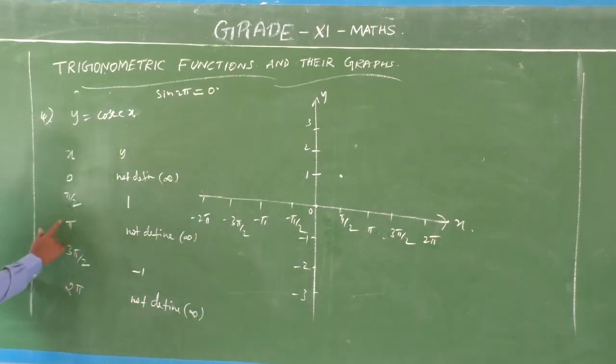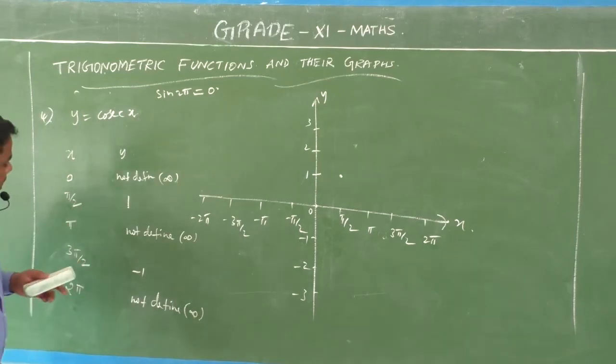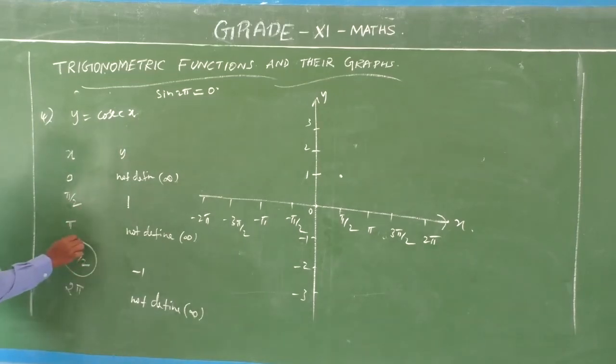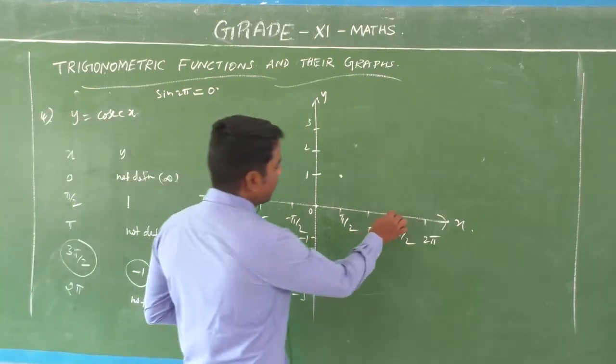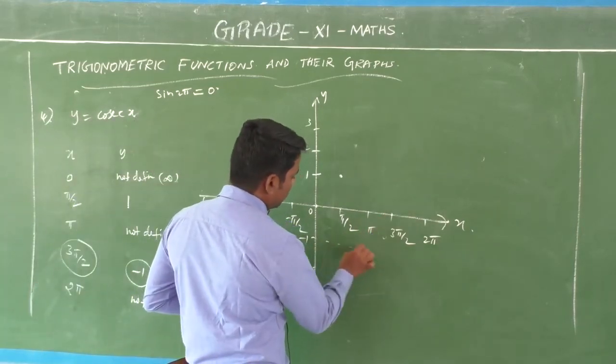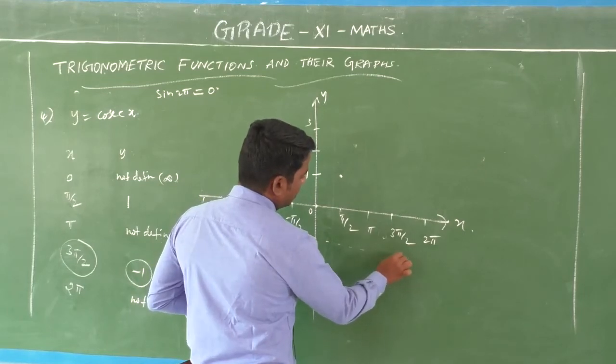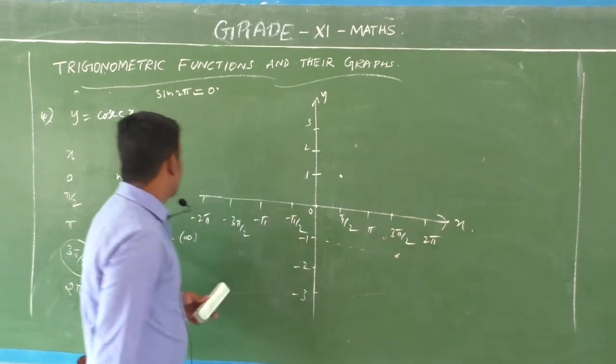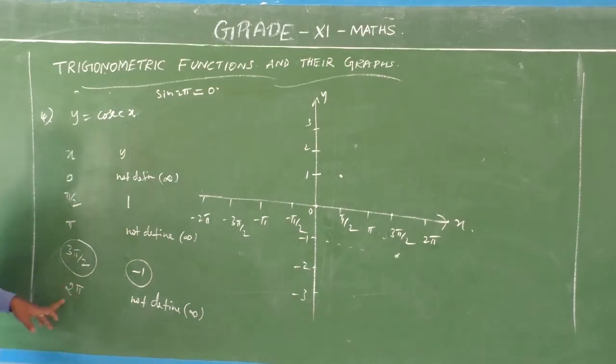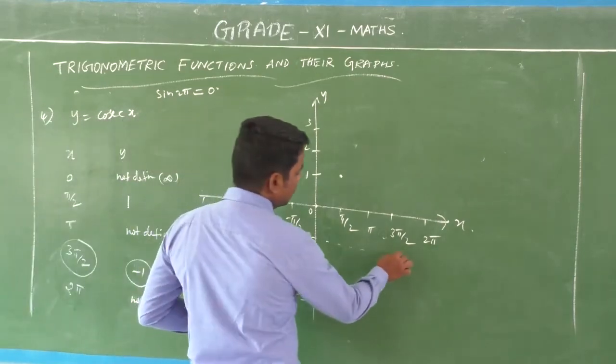Next, x equal to pi is not defined, so no answer. Next, x equal to 3 pi by 2, so y equal to minus 1. So the point is 3 pi by 2 comma minus 1. Next, cosecant 2 pi is not defined, no answer.